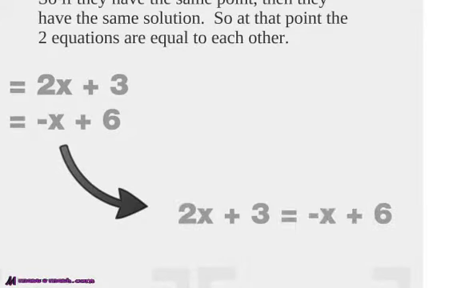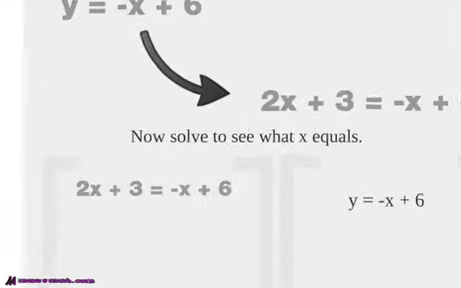Let's actually take them and put them equal to each other. And when we do that, they equal the same thing, right? That's where they meet. That's the y value where they meet. So 2x plus 3 equals negative x plus 6. That's where that intersection point is on the line, okay? Now, we just solve it and see what x equals.